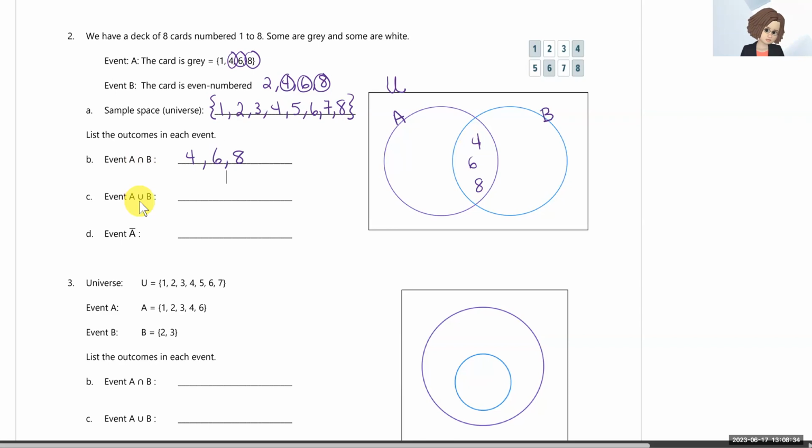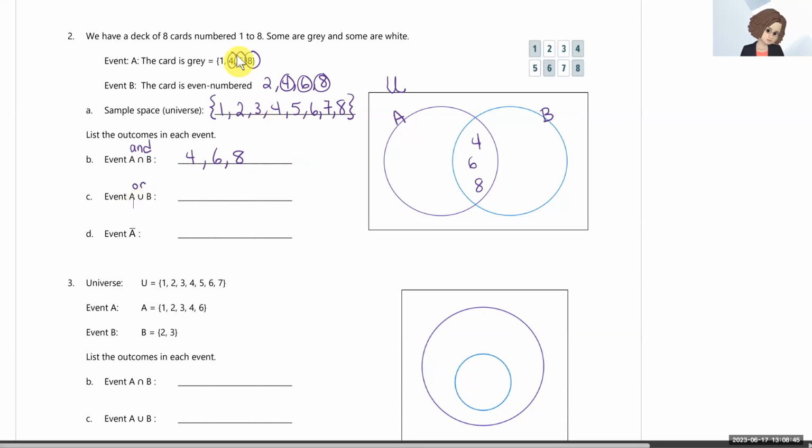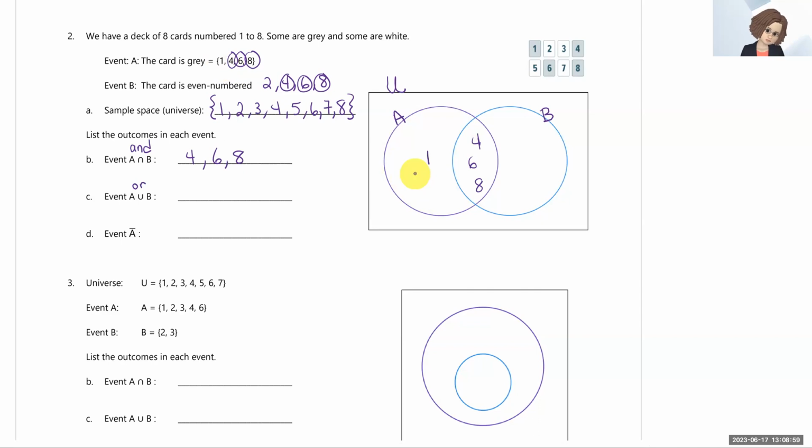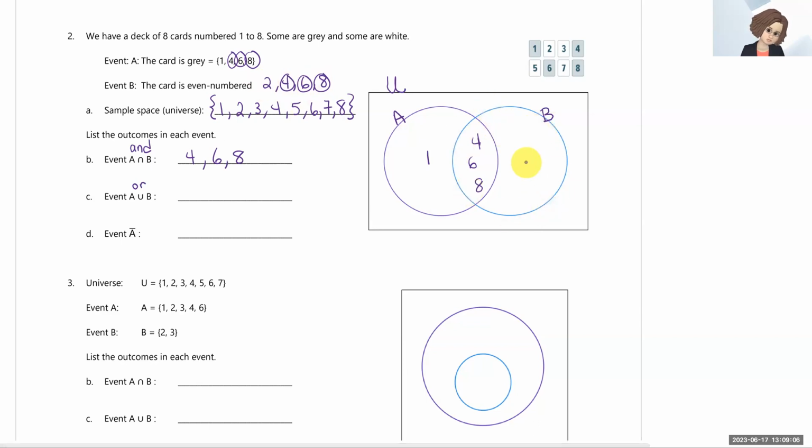And then union is the combining of the sets. So I'm just going to do a reminder here. Intersection is and, union is or. So we're just going to put both sets together, but I'm going to finish my Venn diagram first. So let's finish event A. So inside of event A, we've already got the 4, 6, and the 8. So we're still missing the 1. So 1 would be there. And then for event B, we've got the 4, the 6, and the 8, but we still need a 2. So 2 would be there.